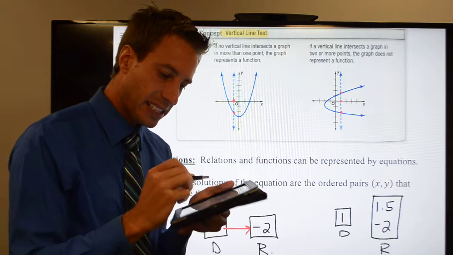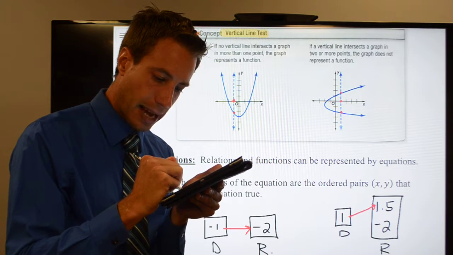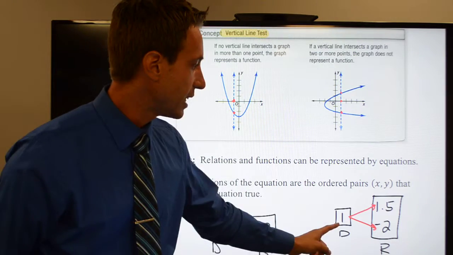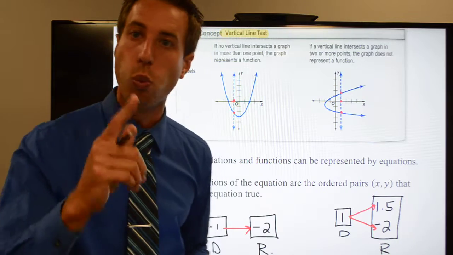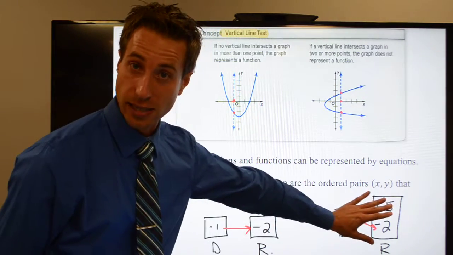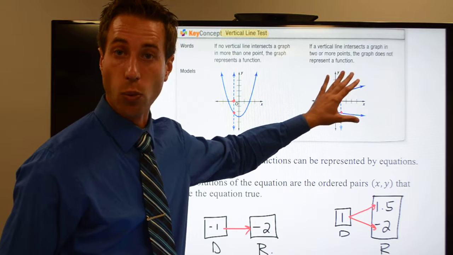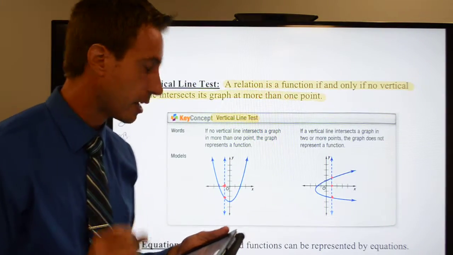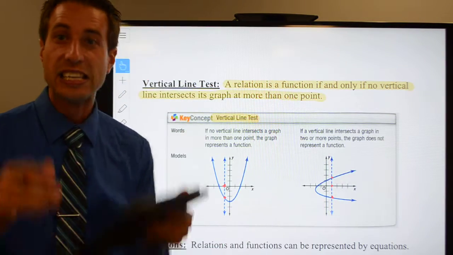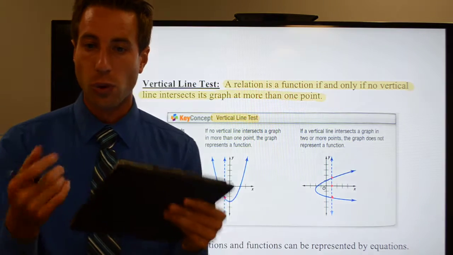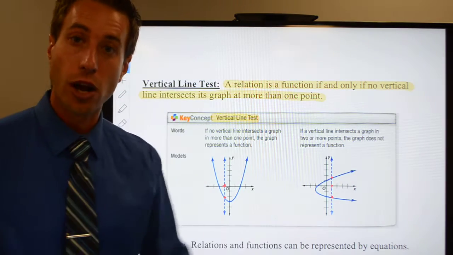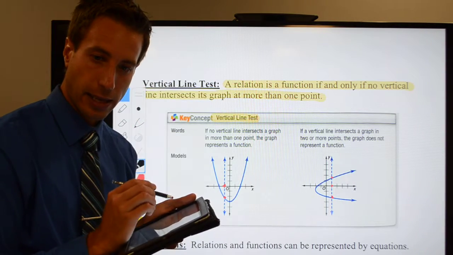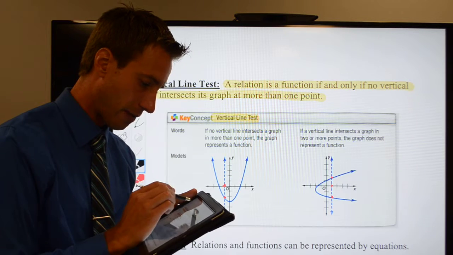Well, what we said is that in order to be a function, it must pass the one-to-one test, which means each domain value can only go to one range value, and it doesn't. This fails the one-to-one test. It fails the vertical line test. So here's the point. This vertical line test is the one-to-one test for relations. It's just now we're doing it on a graph, so we call it the vertical line test instead. This is the one-to-one test for a graph.